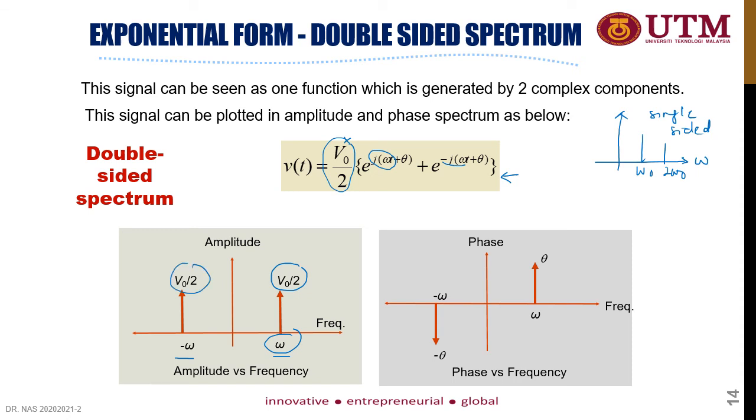Okay, let's look at the phase spectrum at positive frequency. Okay, at positive frequency, the phase is positive theta. At positive frequency, it's positive theta. But at negative frequency, negative omega, so the theta is negative multiplied with positive, you got negative theta. Okay, so this is the double-sided spectrum for exponential form.